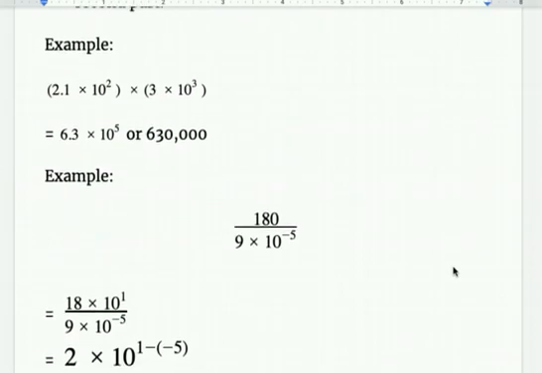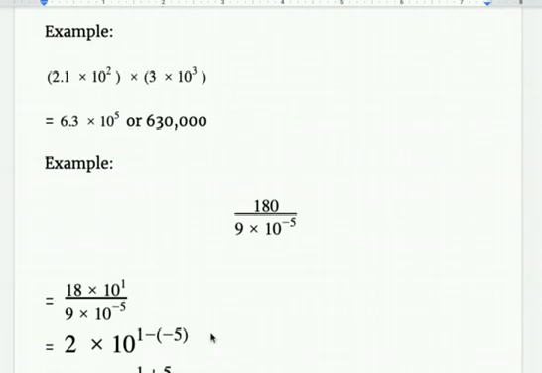I know based on my shortcut that my normal numbers, the first part, is just going to follow normal rules. 18 divided by 9 is 2, because 9 is half of 18. My second part is my exponents, so I have to follow my exponent rules. This is division, which means that I can just subtract the powers, top minus bottom. So it will become 1 minus negative 5.